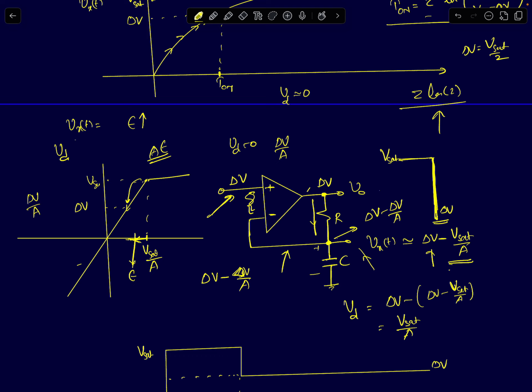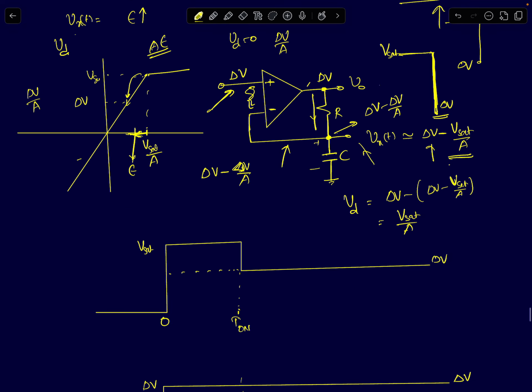If A tends to infinity, this movement from Vsat by A to epsilon will happen instantaneously. So that's what I've shown. Vsat will suddenly fall to delta V volts. So that's what happens here.